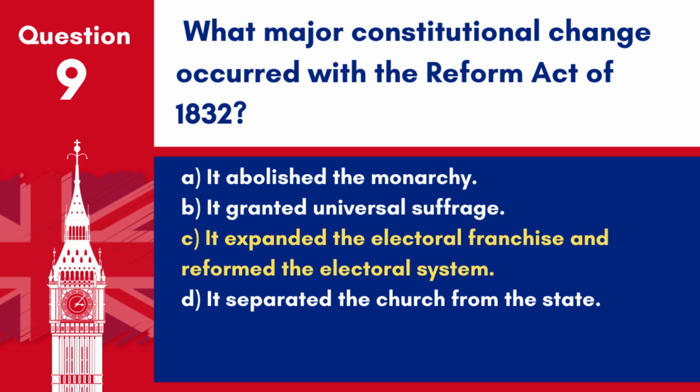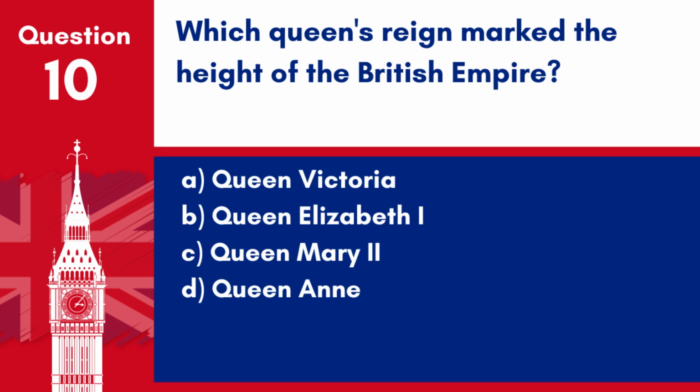Answer: C. It expanded the electoral franchise and reformed the electoral system. The Reform Act of 1832 widened the electoral franchise to more men and reformed the electoral system to make it more representative.